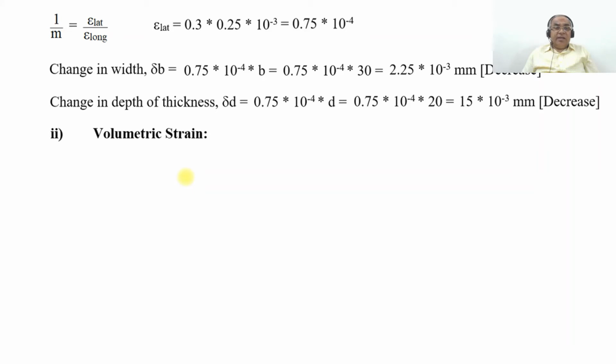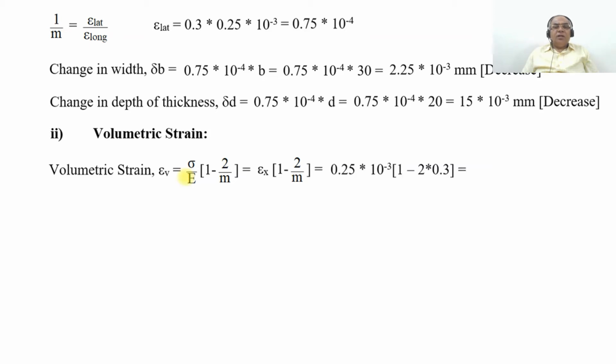What is the volumetric strain? Volumetric strain epsilon V will be equal to sigma by E into 1 minus 2 by m. So what is that? Epsilon x, since sigma by E is nothing but epsilon x, into 1 minus 2 by m. What is epsilon x? It will be equal to 0.25 into 10 to the power of minus 3 into 1 minus 2 into 0.3, which is 10 to the power of minus 4.